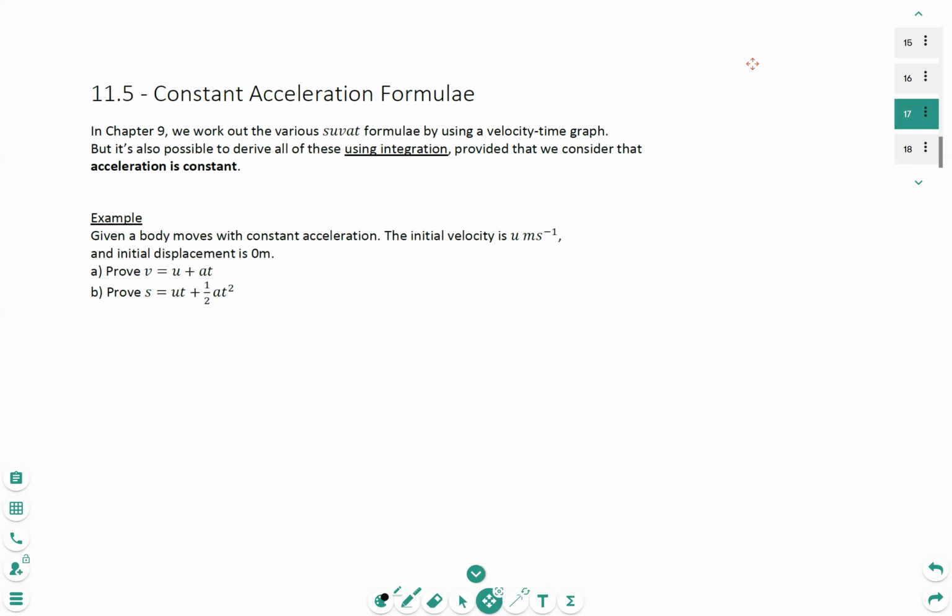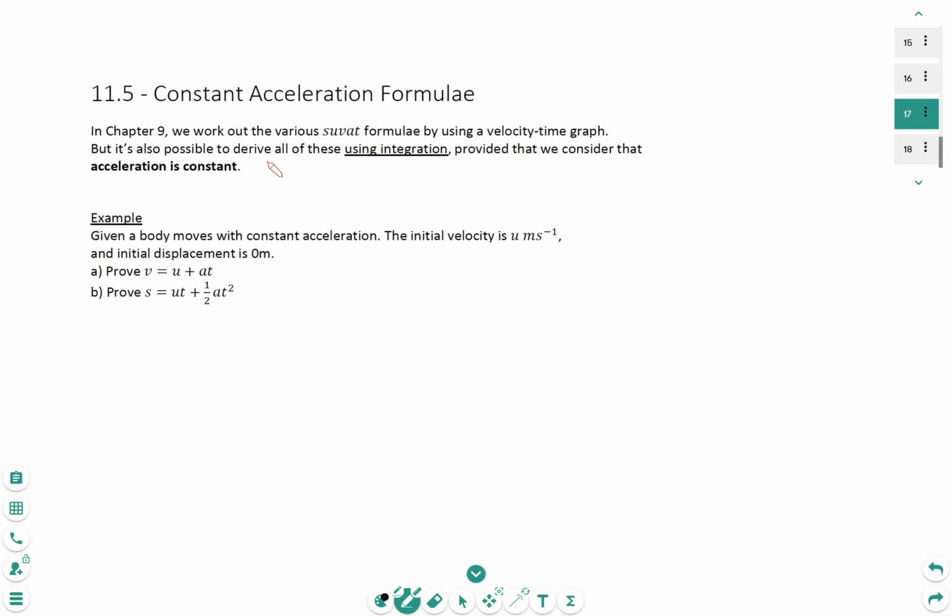Welcome to the last chapter in Mechanics Year 1, Chapter 11.5, where we look into how we derive the constant acceleration formulae that you learned in Chapter 9 about kinematics. Actually, it could be derived using integration. So in Chapter 9, you've learned about different SUVAT formulae, right? Using a velocity time graph. So v equals u plus at, s equals ut plus half at squared.